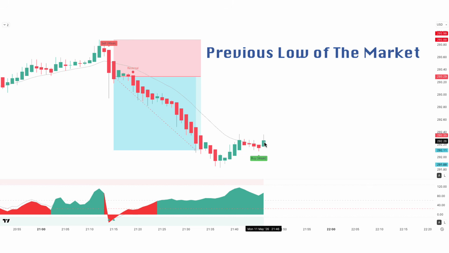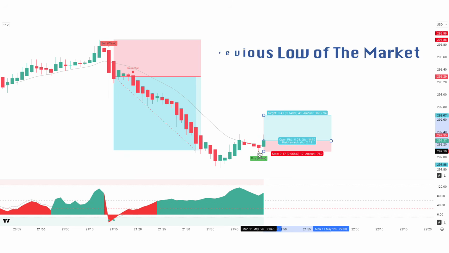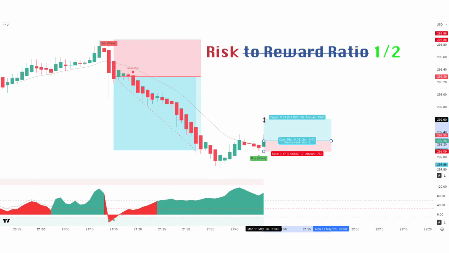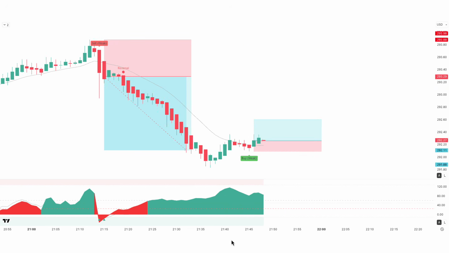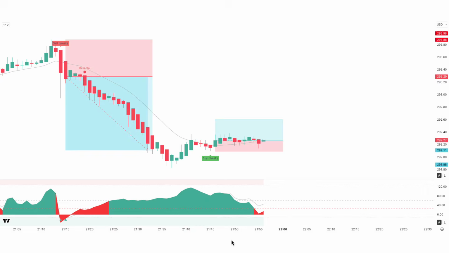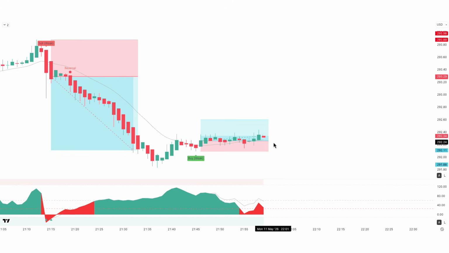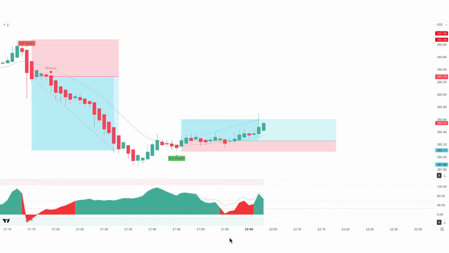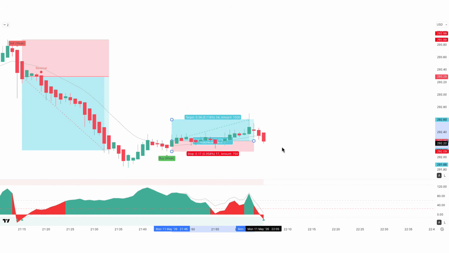Our stop loss is to be placed at the previous low of the market, and the risk to reward ratio will be 1:2. Let's see what happens to our trade. Our trade is running in profit. We have won the trade. Let's find the next trade.